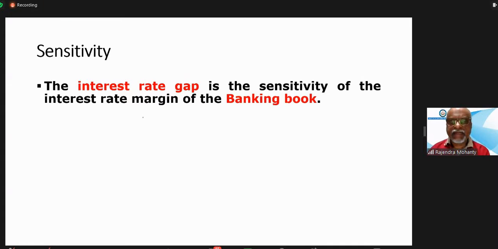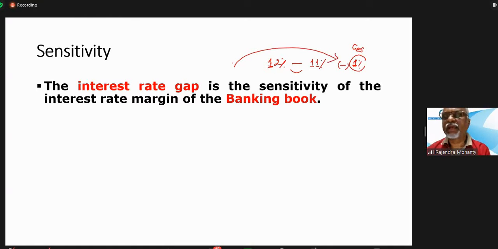So the interest rate gap is the sensitivity. So what is the gap? In case of the banking book only, I told what the gap is. Earlier, we were earning 12% rate of interest on the loan. Now 11% is the rate, which has changed. So the interest rate gap is 1%. So we know how much gap we have. So this gap is 1%, here it is minus 1%.